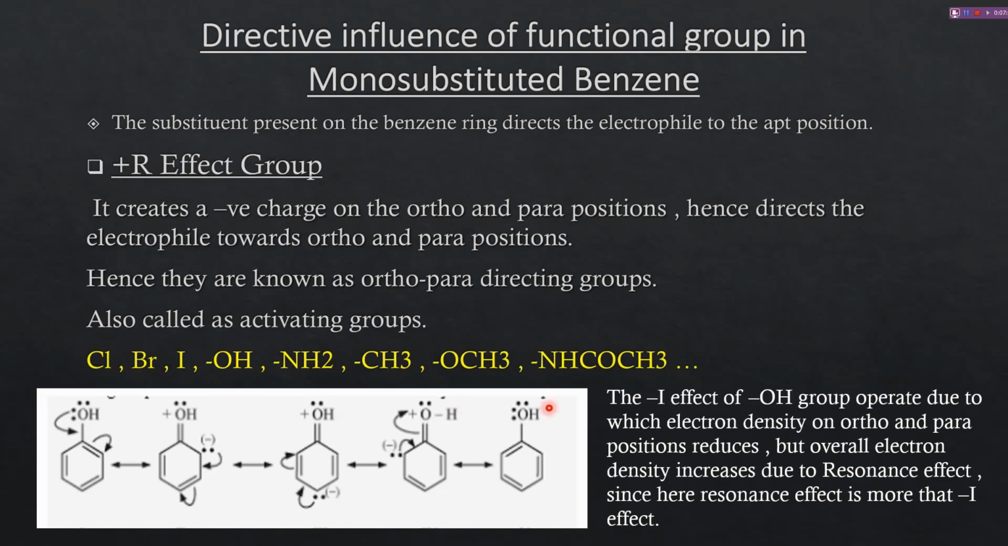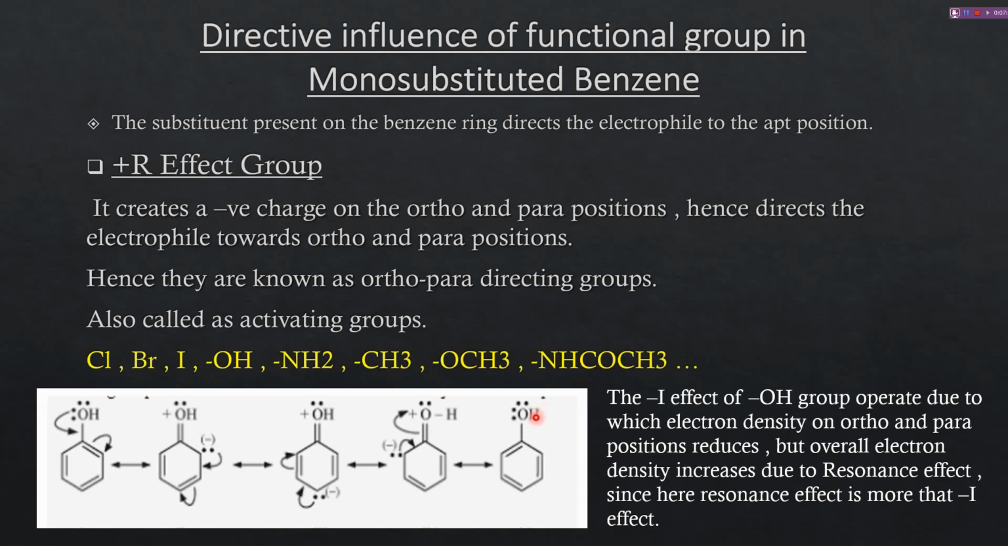So here you can see one point. The minus I effect of OH group operates due to which electron density on ortho-para positions reduces. But the overall electron density increases due to resonance effect, since here resonance effect is more than minus I effect. So you know inductive effect is the polarization of sigma bond caused by the polarization of adjacent sigma bond. That is inductive effect. Like basically it is due to the difference in electronegativity, right? So what is minus I effect group? Minus I means electron withdrawing inductive effect group.